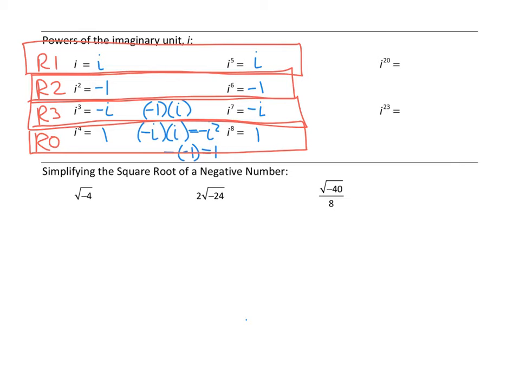So looking at this example, i to the 20th, if you do 20 divided by 4, that's 5 with no remainder, so we get a remainder of 0, so it's going to be the same as i to the fourth, which is +1. And for i to the 23rd, same thing, we always divide by 4. 23 divided by 4, well, 4 goes into 23 5 times with a remainder of 3. And remainder 3 is going to be the same as i to the third, which is -i.